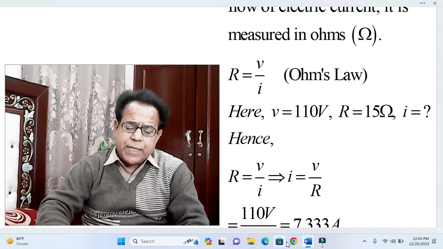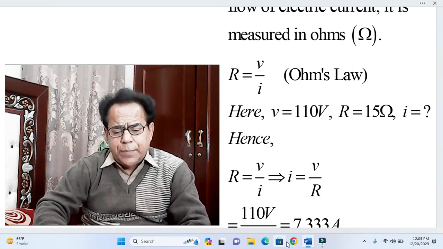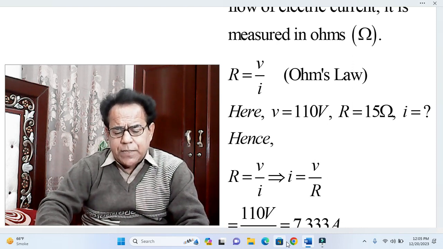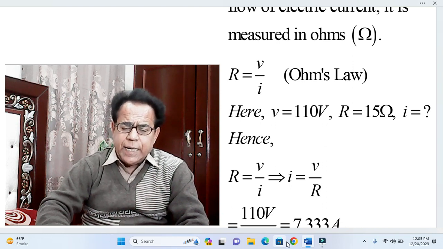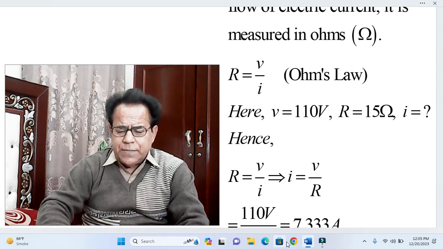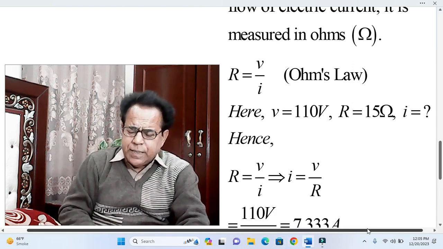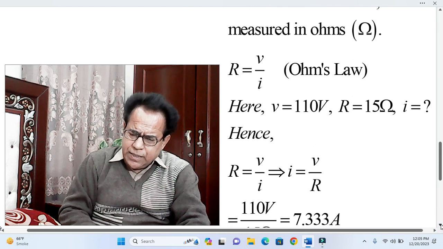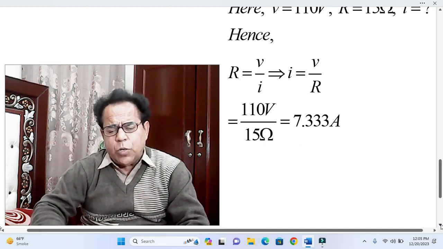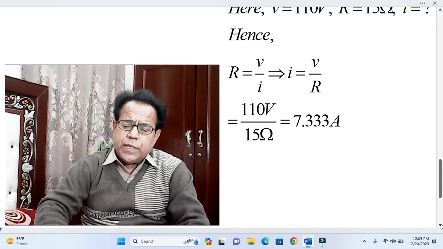What we have done, we have just reshaped this expression. Even if we do not reshape this expression, we can find out current, because the only difference will be that first we will put the value of R and the value of V, and then at a later stage we will convert I to the other side of the equation. But here, in the starting we have reshaped our formula. So current I has become equal to voltage V over resistance R.